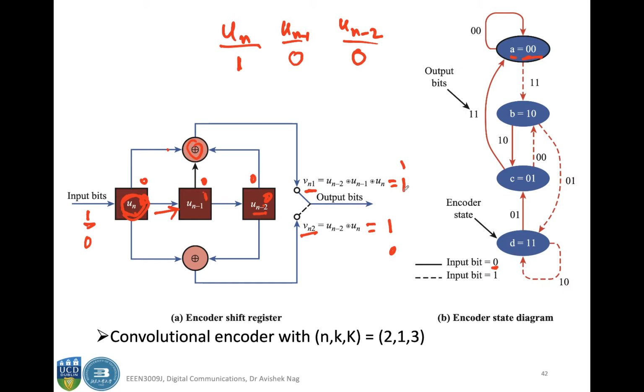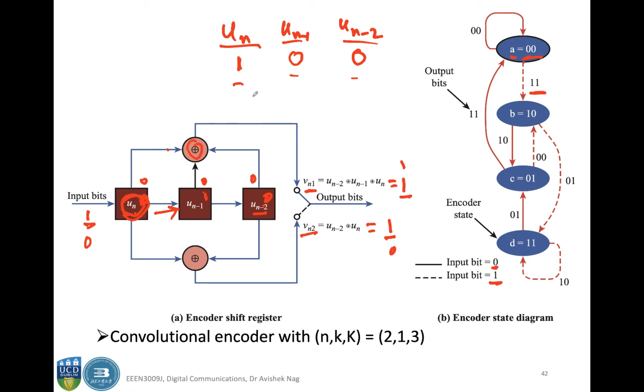this output will be 1, because vn1 is the modulo 2 addition of all these three, and vn2 will also be 1. So when you are in state 0 0 and your input is 1, your output will be 1 1, as I was saying here. So the output will be 1 1, and it will move to the state 1 0.